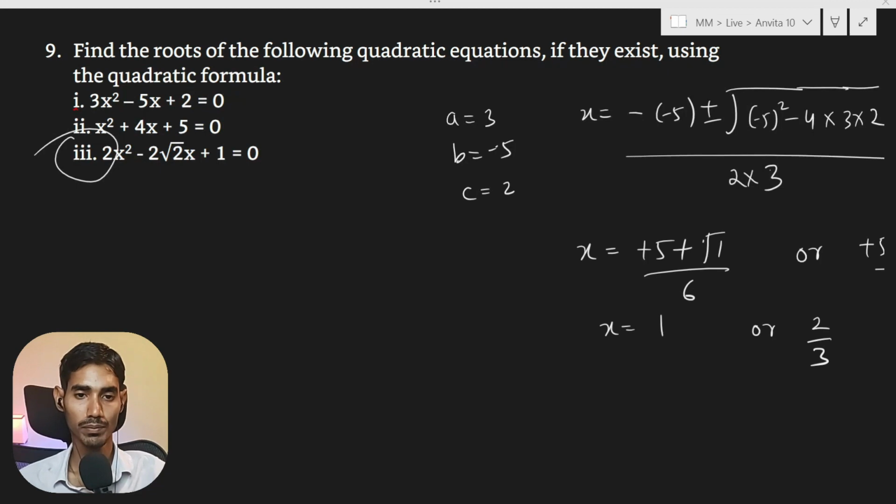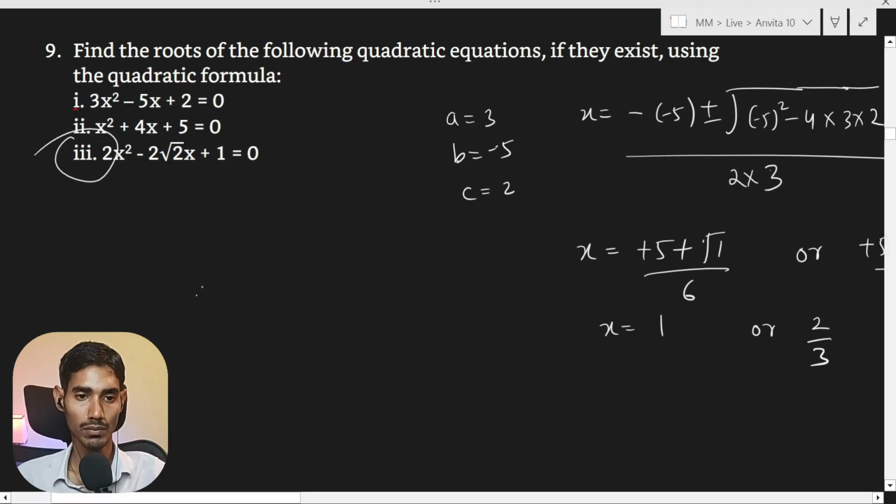Sir, your voice broke in between. Sir, may you please repeat? Root 2x minus 1 whole square. This is what it is.